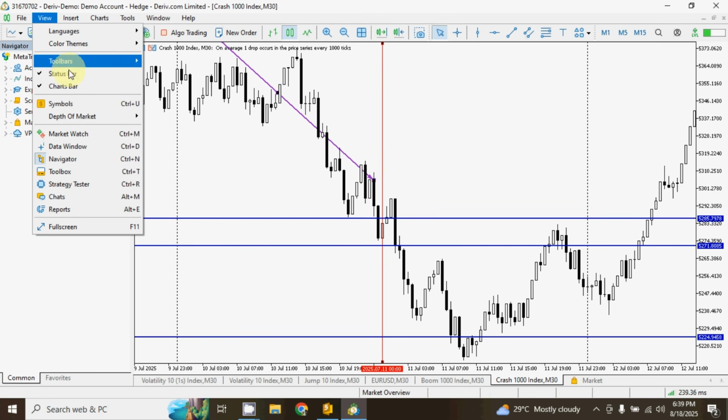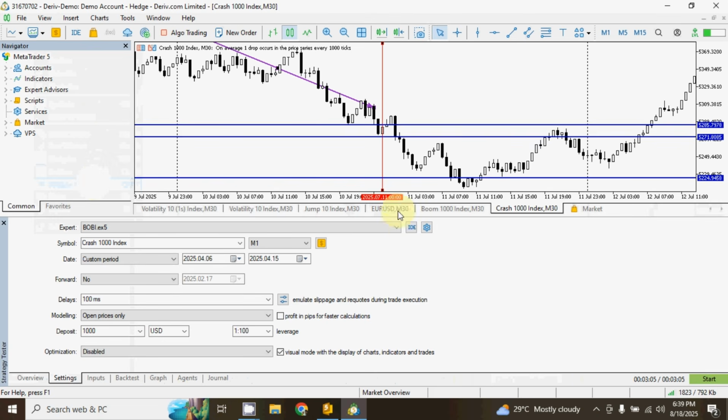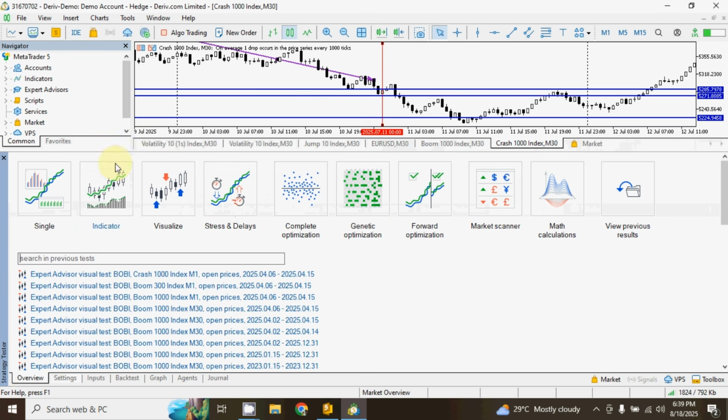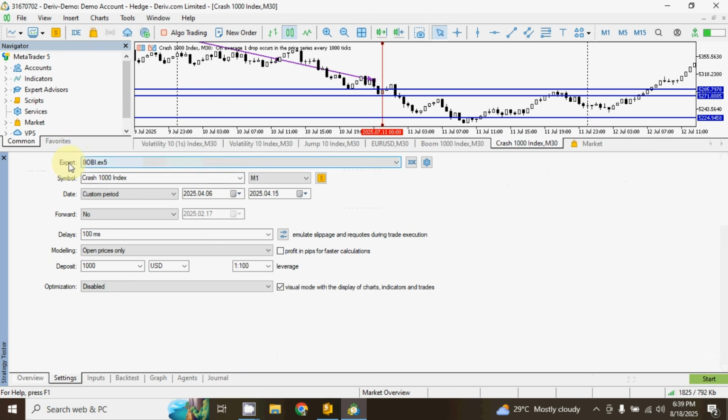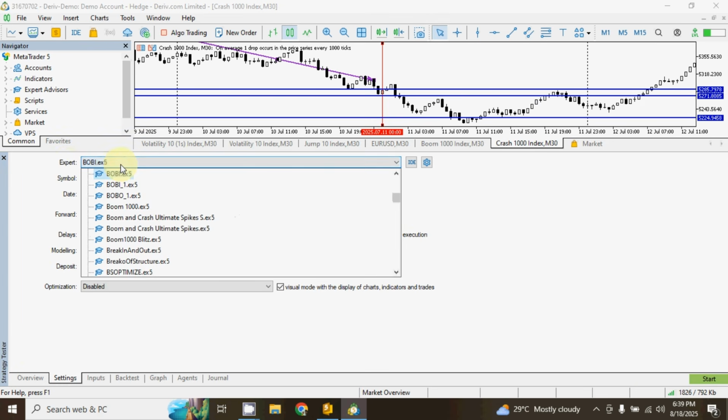Once you go to view, then navigate to strategy tester. Once you get to strategy tester, you are going to be here, the overview section. The next thing is for you to click on visualize. Once you click on visualize, you can see this expert here, right? Click on it, then look for the bots, right? The name of the bot will be Bobby, right?